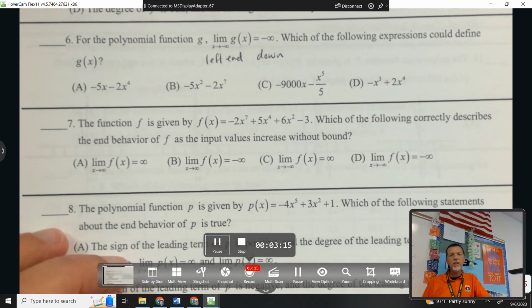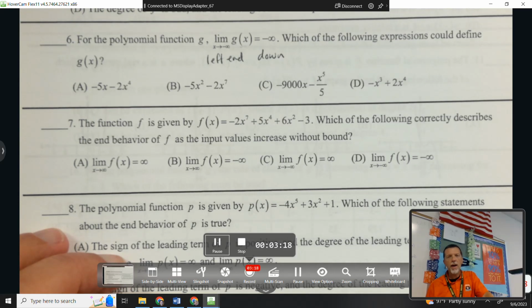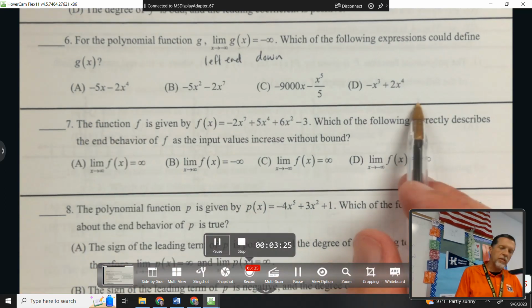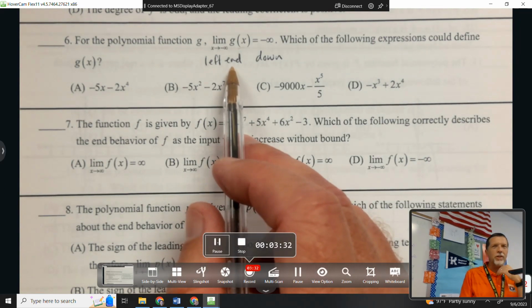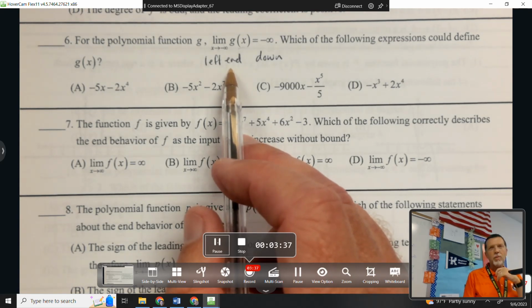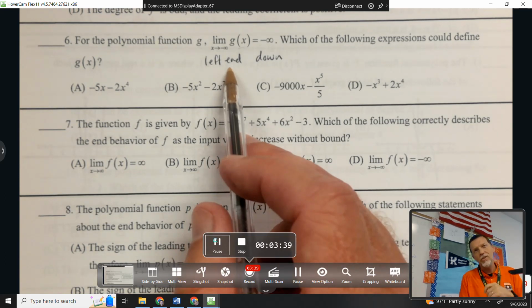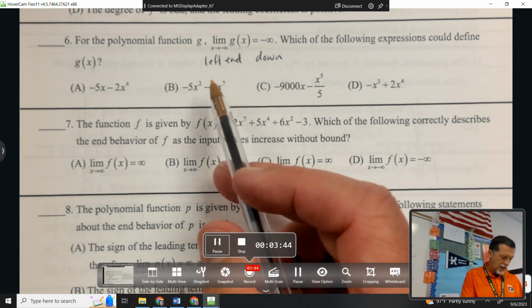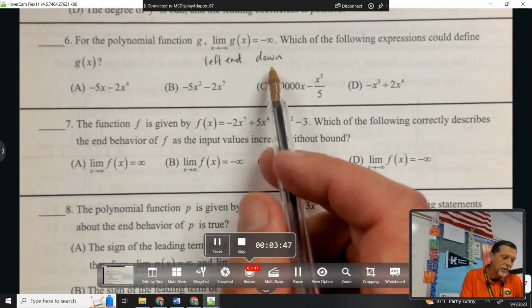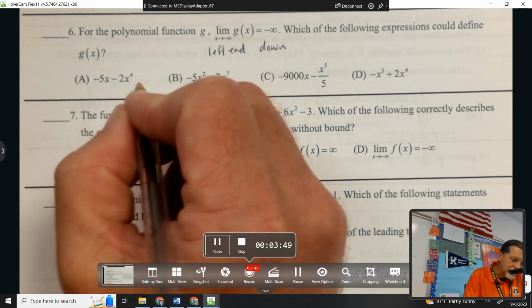So I've translated this from math speak into normal understanding things. The left end is going down. So I need to figure out which one of these has a left end down. The trick about left end is that you can't tell what the left end is doing directly, right? You only know the left end relative to the right end because it's based on the degree, and the degree tells you if it's the same or opposite. So it's kind of a complicated question because I don't know what the left end does until I know what the right end does. So let's just go through and see.